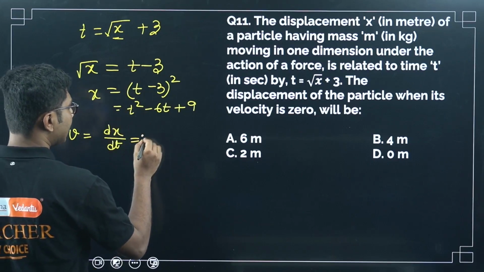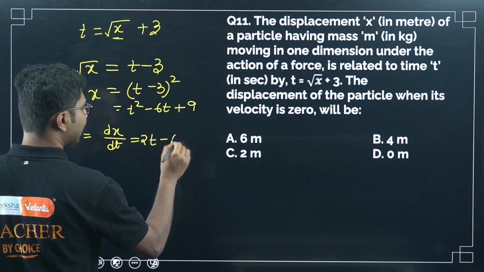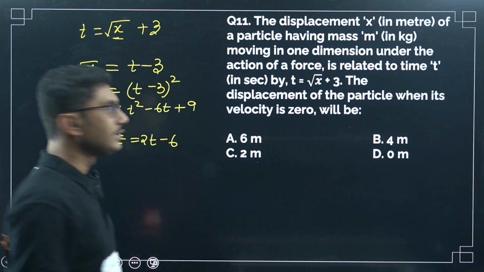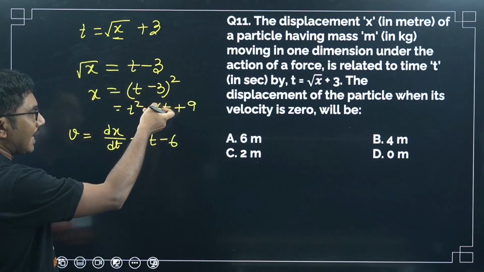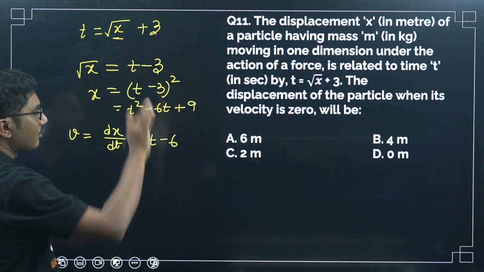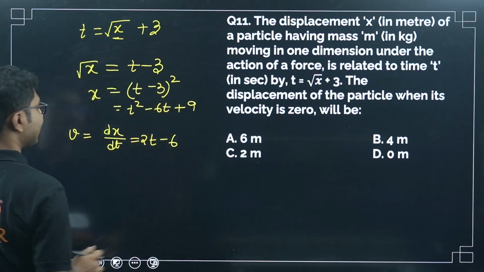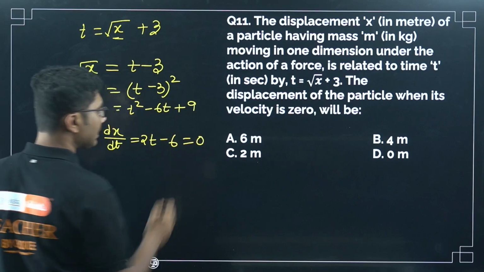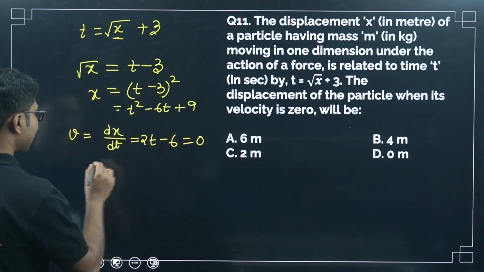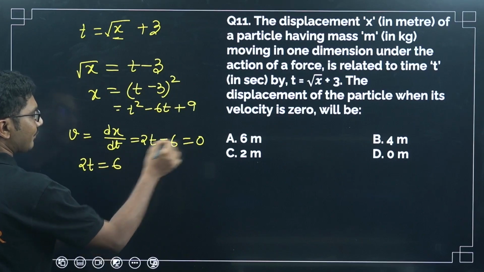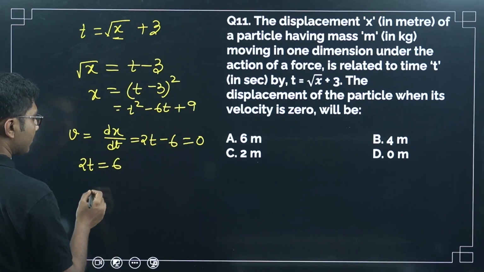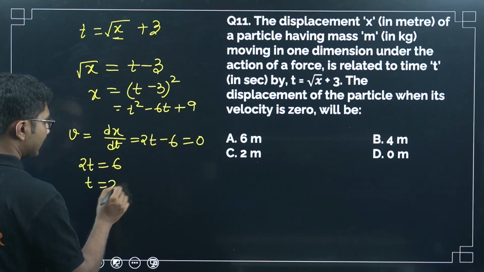So dx by dt is nothing but 2t minus 6. This is a constant, so it will be 0, right? There was a square here, so the square comes down, 2t, and this was only to the power 1, so that is gone, so only 2t minus 6. Now velocity equals 0 means this will be equal to 0. So 2t minus 6 equals 0, then 2t equals 6, or t equals 3 seconds.